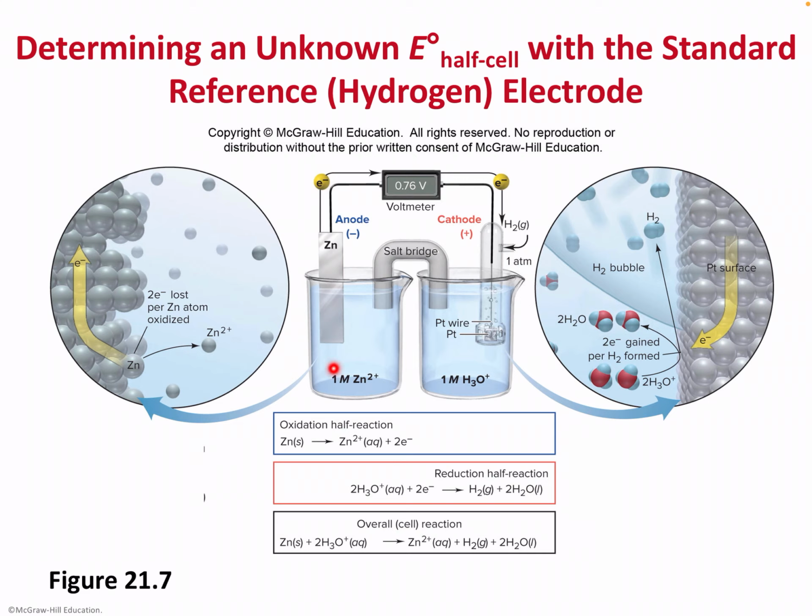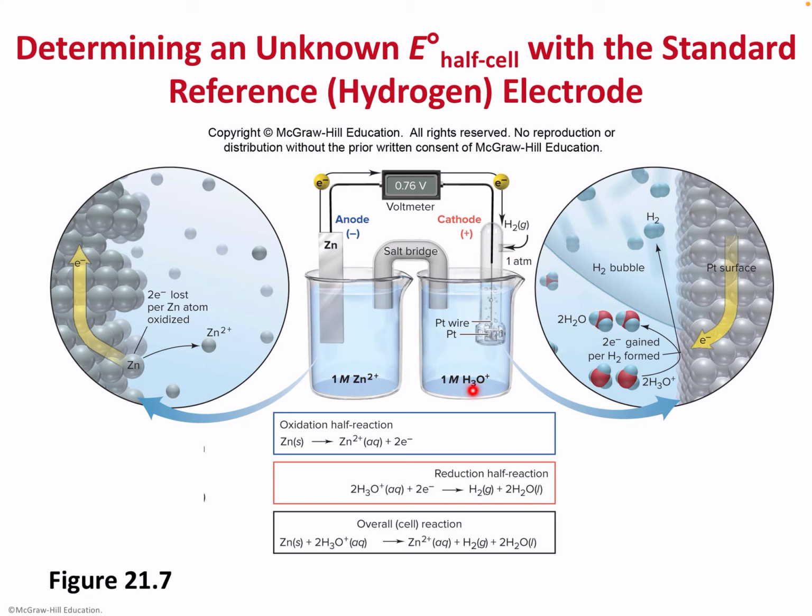And then you immerse the zinc electrode in zinc solution. And then you have a platinum electrode for the hydrogen. Hydrogen gas is bubbled through this. And then you put a salt bridge and a voltmeter, and then you measure the electrode potential. So zinc in this case is going to be your anode because zinc is going to oxidize, and the hydrogen is going to be your cathode. So the electron flow takes place from zinc to the hydrogen.